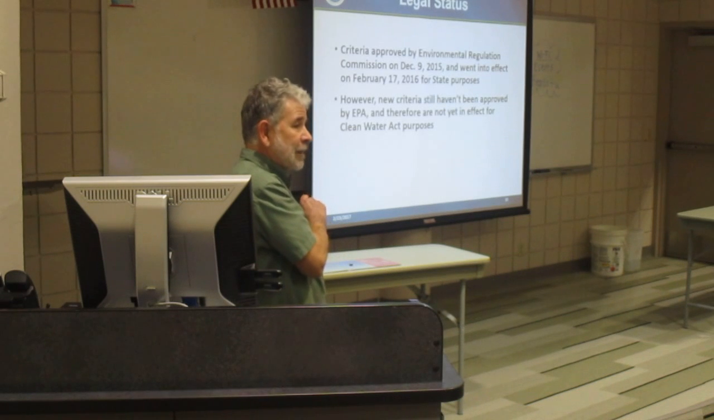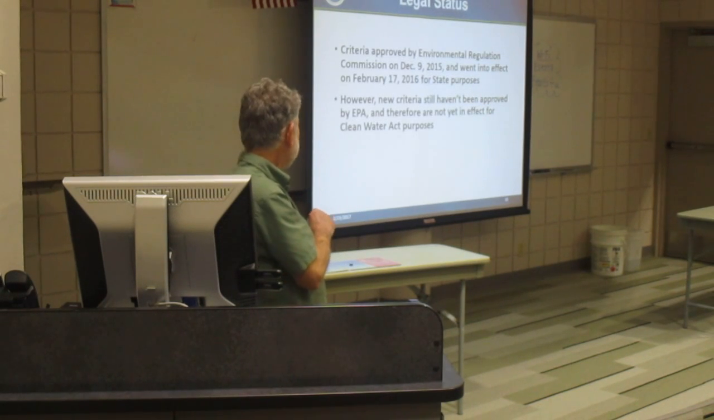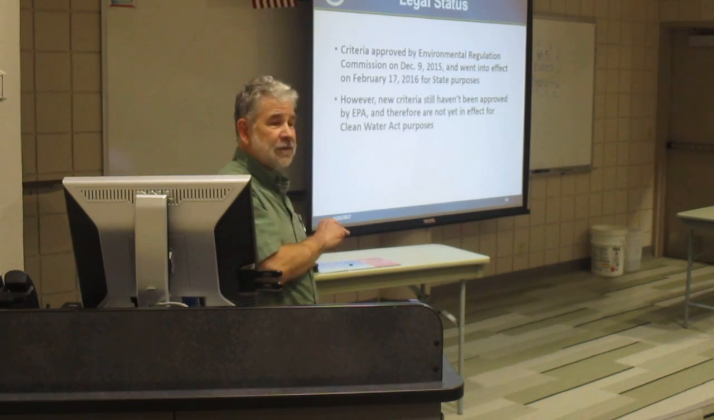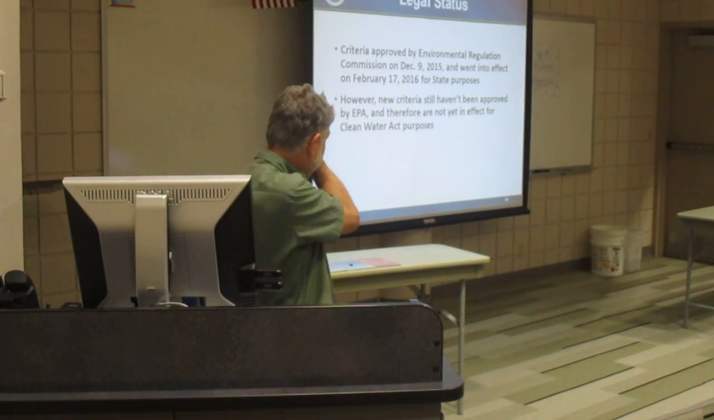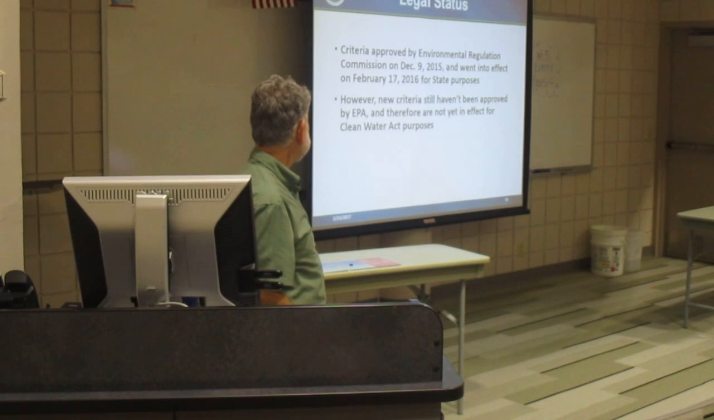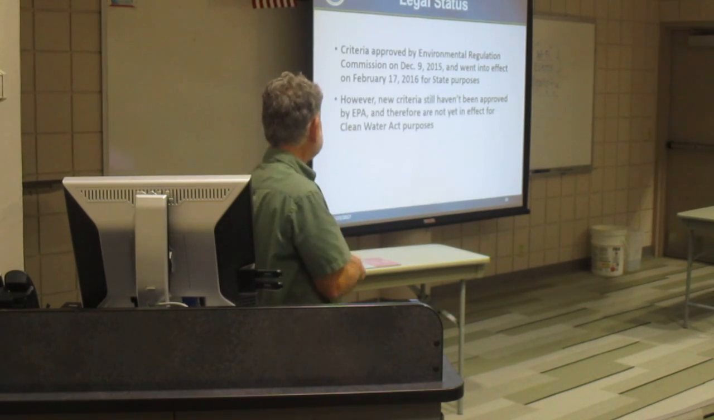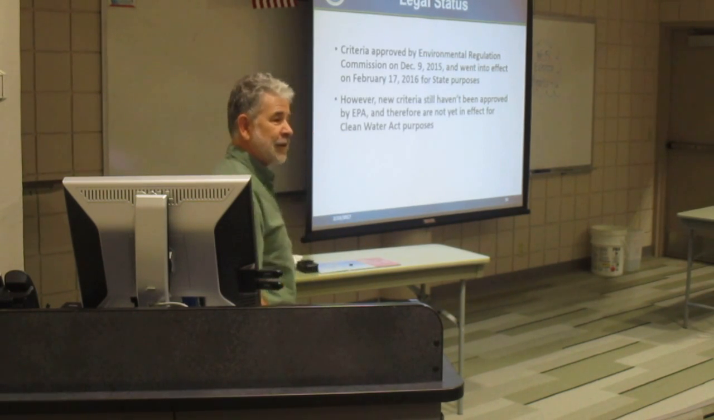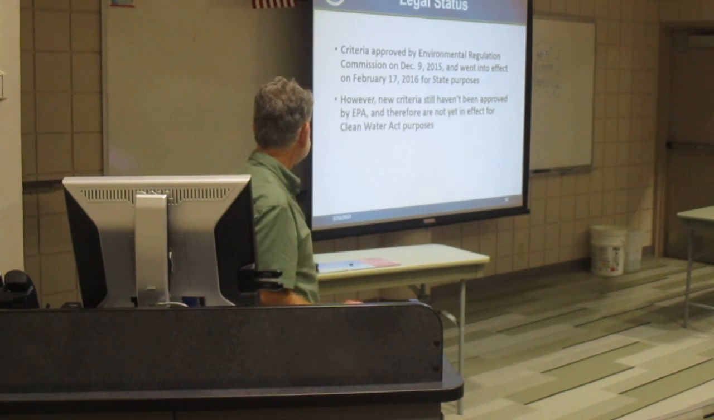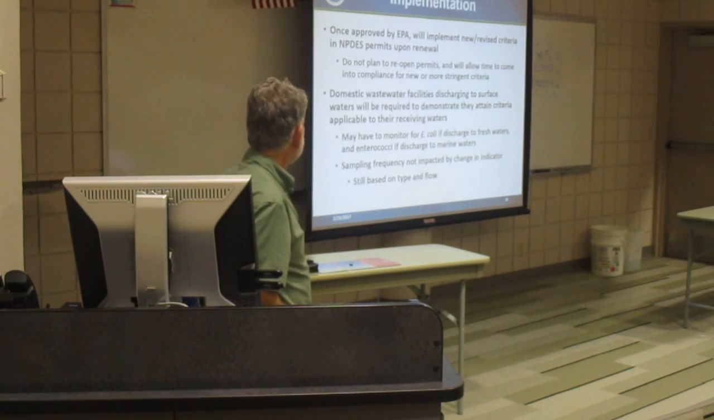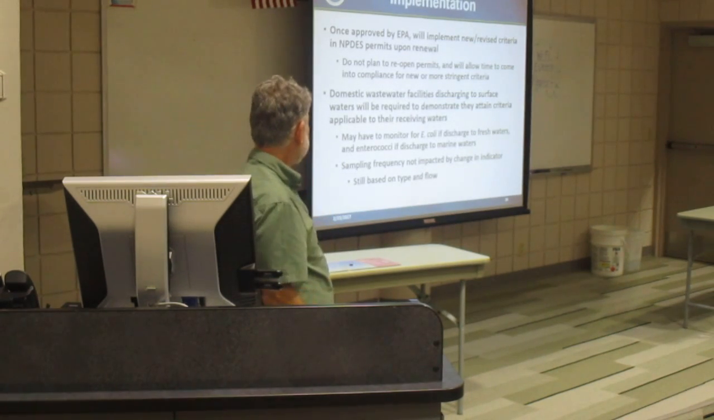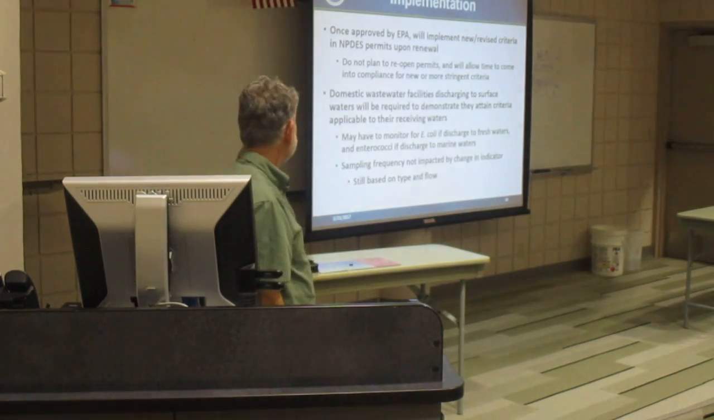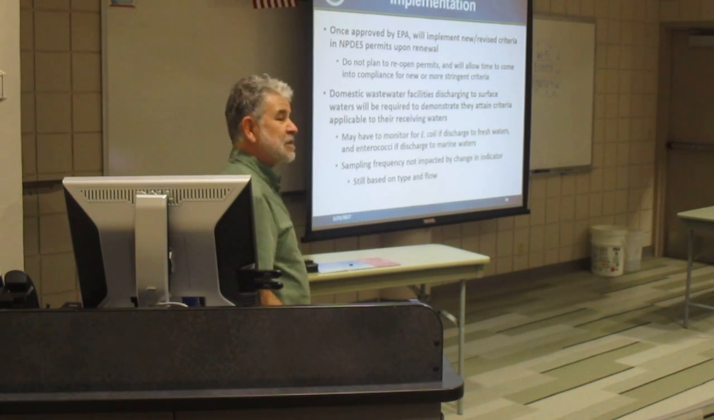Now this is still not in place with EPA, but we're using it for our own purposes, once again, for our listing of impaired surface waters. EPA is still reviewing our proposed new criteria. They were proposed back in December of 2015. That's how long it takes EPA to get through this stuff. So once it is approved by EPA, kind of the same deal as the other, these would go into permits for domestic wastewater facilities that discharge to surface water.